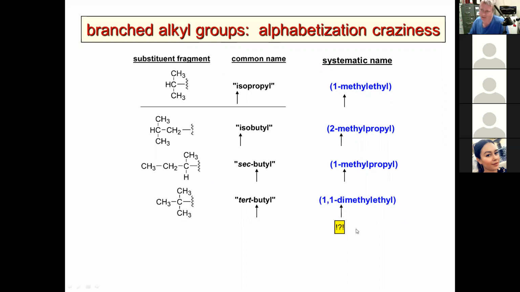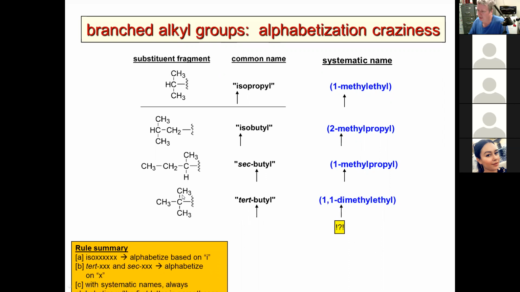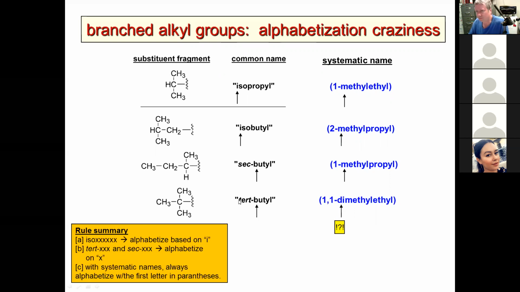It doesn't get weirder than this for the naming. We did a couple weird things, but this is about as weird as it gets. So the rule summary: iso-whatever, alphabetize based on the I. Tert-whatever, or sec-whatever, alphabetize off the T or the S. Systematic names, you always alphabetize off the first letter. That's the rule, the alphabetization rules. Okay.